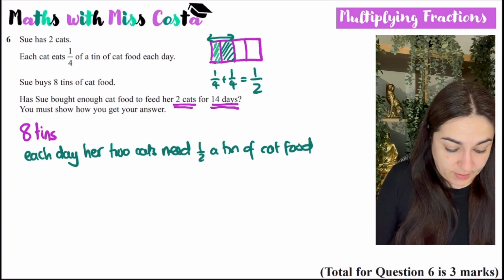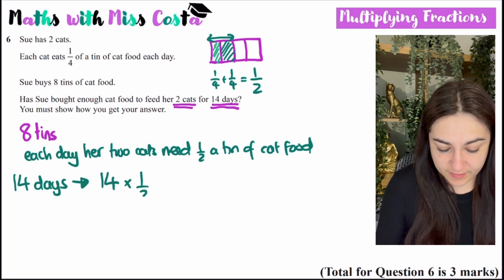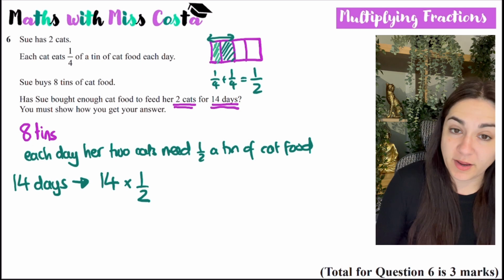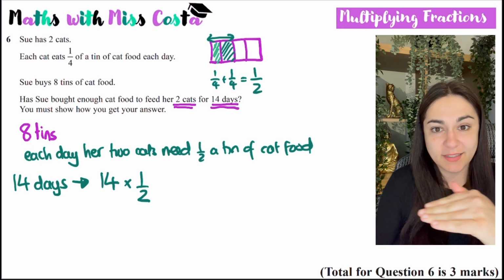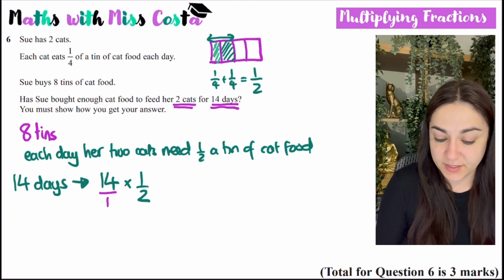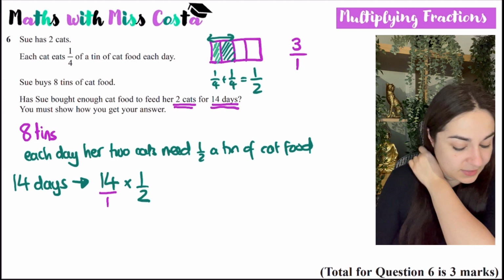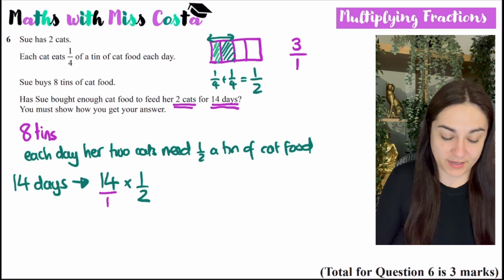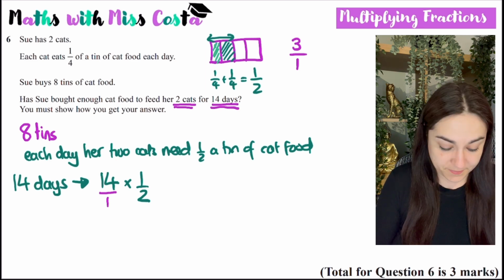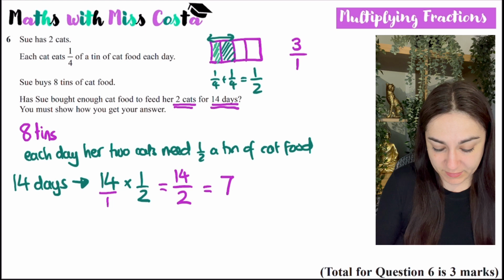So for 14 days, she'll need 14 times by a half. So when I'm multiplying fractions, all I do is I multiply the numerators and the denominators. If you have a whole number like 14, to turn any number into a fraction, let's say 3, you just write it over 1. So to work out how much you'd need for 14 days, I'm going to do 14 over 1 times by a half. So 14 times by 1 is 14. 1 times 2 is 2. And 14 divided by 2 leaves me with 7.